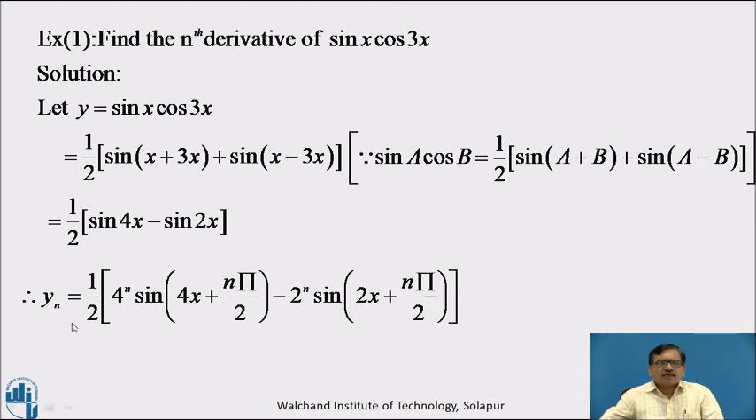And therefore yn equal to 1 by 2 as it is, and just now we have seen the n derivative of sin ax, that is n derivative of sin 4x is what we get, 4 raised to n sin of 4x plus n pi by 2. This was the n derivative of sin 4x minus n derivative of sin 2x is 2 raised to n sin of 2x plus n pi by 2 using the formula of sin ax.